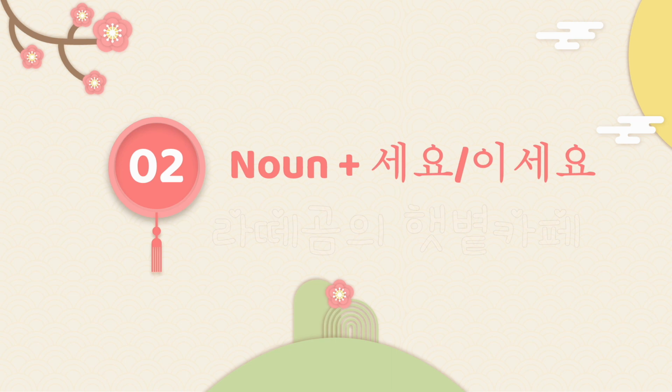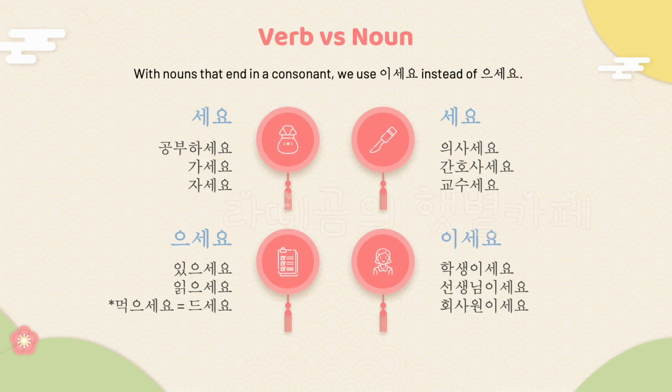Next, we'll be looking at nouns plus 세요 or 이세요. Please notice that it is different from the verbs: 으세요 versus 이세요. So here, let's take a look at the differences between verbs and nouns when using 세요. With the nouns that end in a consonant, we use 이세요 instead of 으세요, as with the verbs.